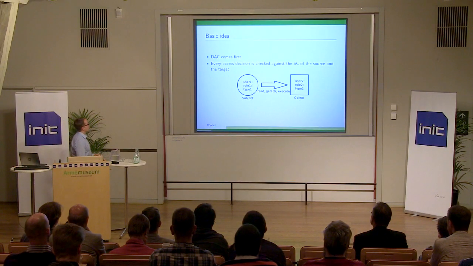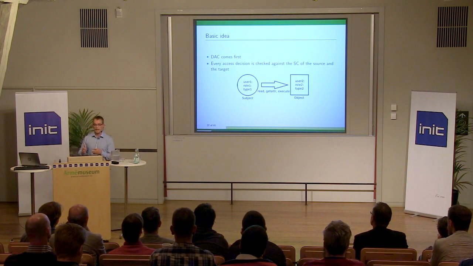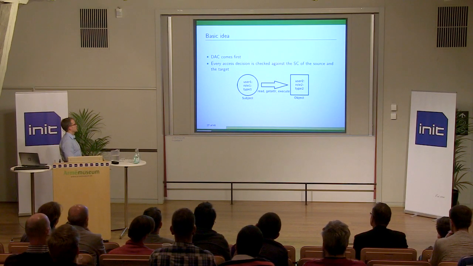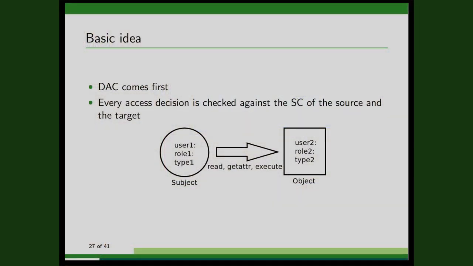If it is allowed, then every access decision is checked against the security context of the source and the target. And then you look if the access that is tried is allowed for this combination. So if you have a security context that looks like this, the important part is the type, and it tries those operations on the object with the type, type 2, then you will get a check from type 1 to type 2 with those operations. You can think of SELinux as some kind of firewall for system calls because most of the system calls that you use will generate some kind of SELinux event.